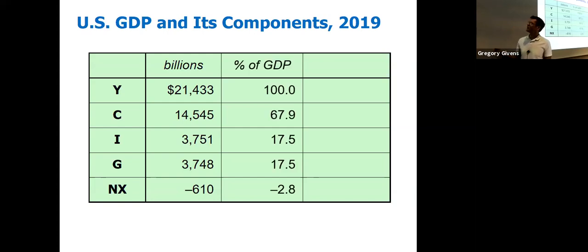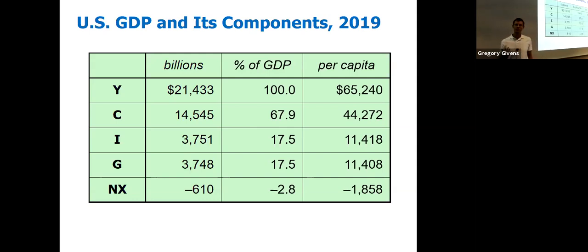This second column here, I think, is maybe a bit easier to interpret. It shows each category as a percentage of GDP. So what do we see here? That consumption spending makes up about 2/3 of every dollar of GDP in our economy. Investment and government spending are each about 17 or 18 cents on the dollar, right? Net exports is about negative 3 cents on the dollar.